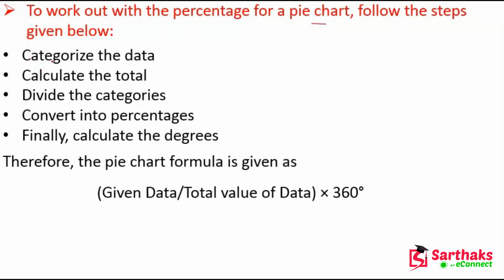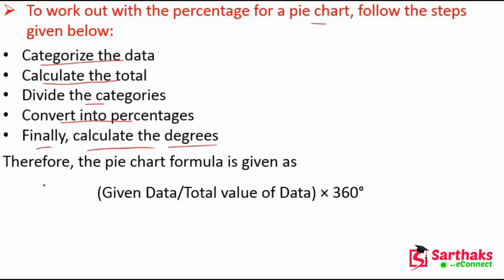Now, to work out the percentages for a pie chart, follow these steps. Here you can see, first of all we have to categorize the data, then we have to calculate the total, divide the categories and convert them into percentages, and then finally calculate the degrees. Understand, my dear friend?